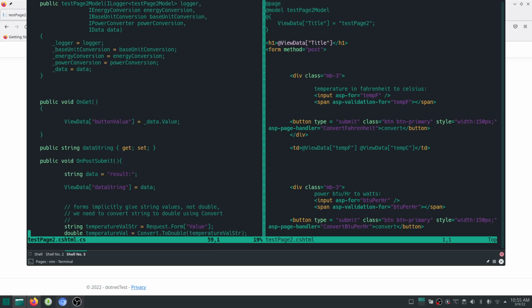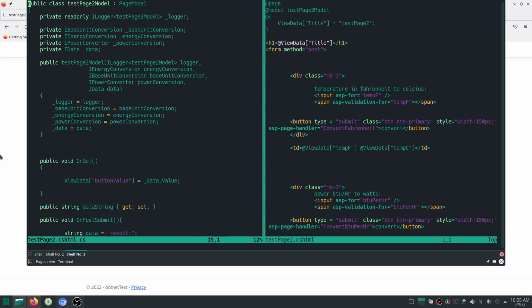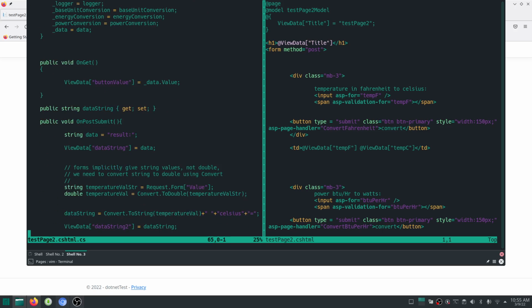So this is the dependency injection part, in the page constructor, because the page model name is test page 2 model, test page number 2 model. So the model will perform dependency injection based on the constructor injection method, the way we are doing things.